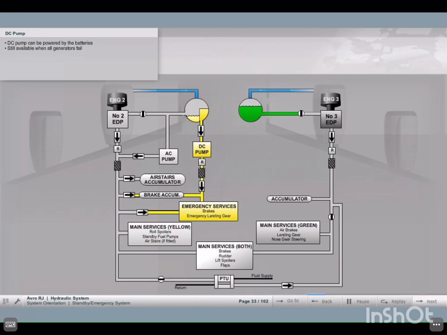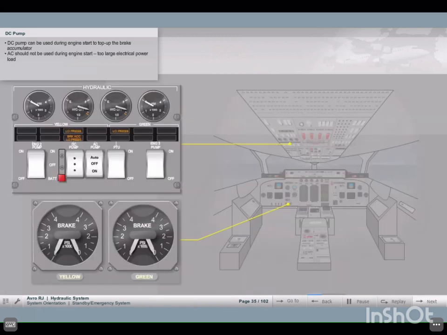The DC pump can be powered by the aircraft batteries. This means it will still be available even if all the aircraft's generators fail. The DC pump only provides pressure for brakes and emergency main gear lockdown. During engine start, the DC pump can also be used to top up the brake accumulator.